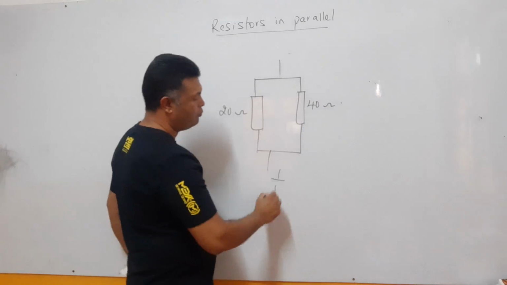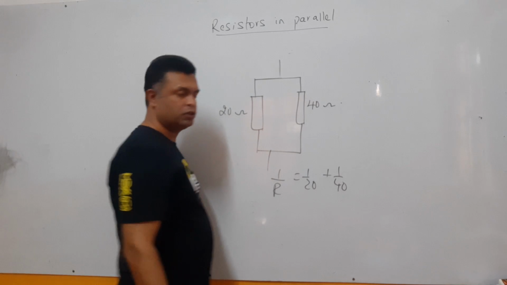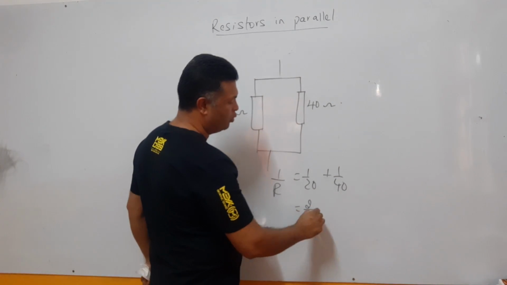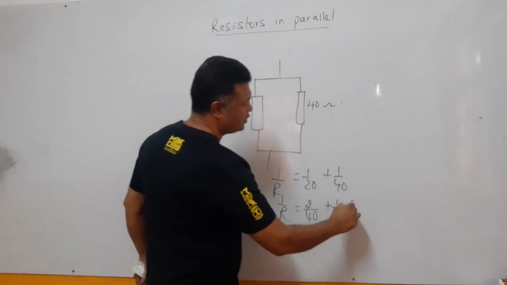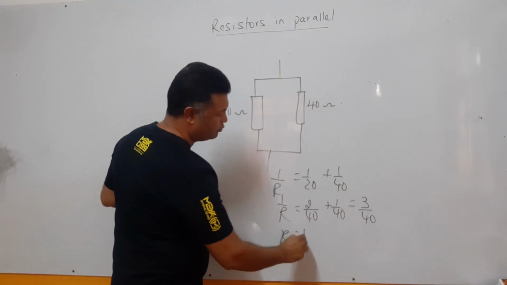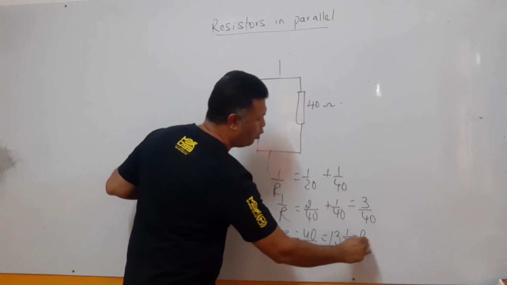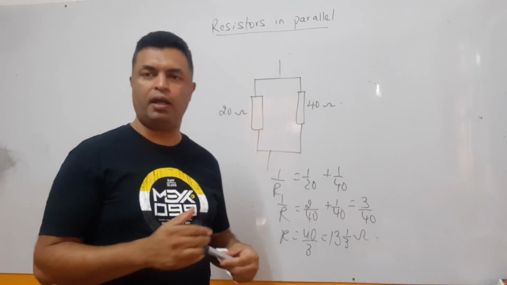So 1 over R equal to 1 over 20 plus 1 over 40. So the LCM here, 20 and 40, the LCM is 40. So 2 over 40 plus 1 over 40. This gives me 3 over 40. And R becomes 40 over 3. Give me 13 and 1/3 ohm. So this is how we proceed with calculation in parallel.